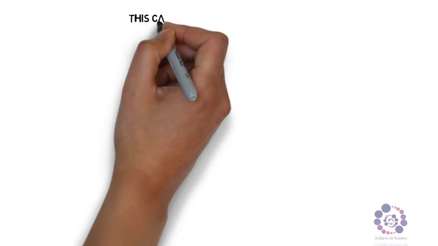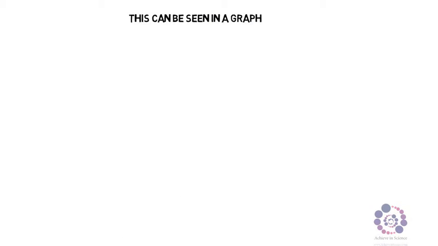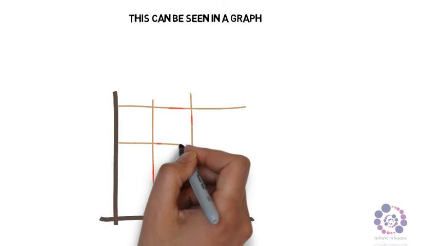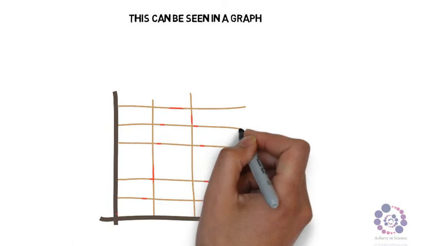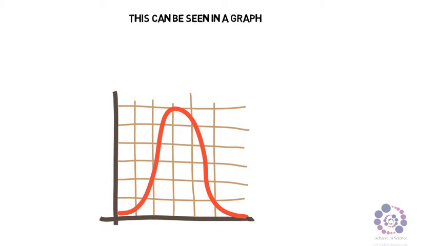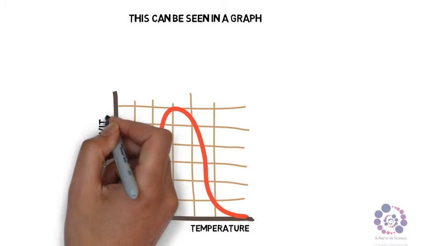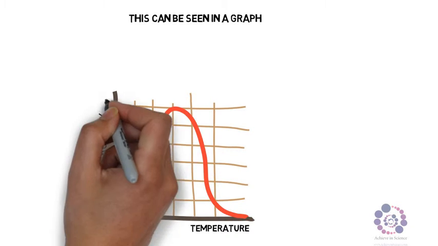Now this can be shown in a graph, and is usually shown in a graph in an examination. So here we have a graph where temperature goes on the bottom axis, the x-axis, and as you can see it increases from left to right. Up the side we have the enzyme activity, where it's greater at the top and less at the bottom. We can see the red line which shows the activity of the enzyme at different temperatures.